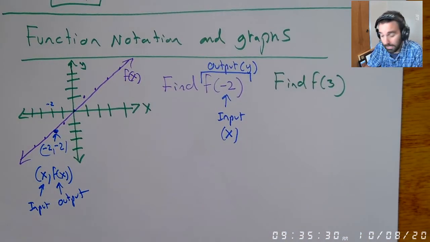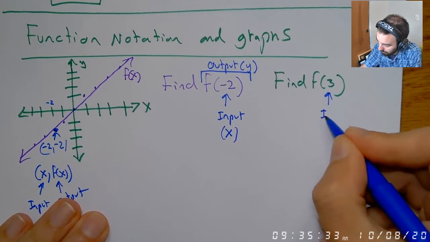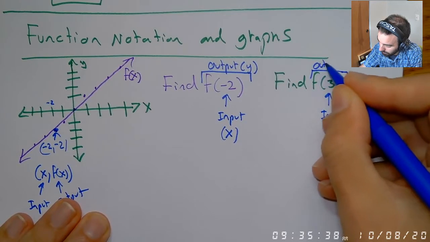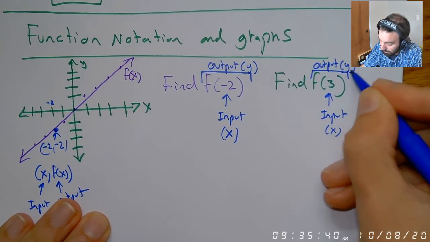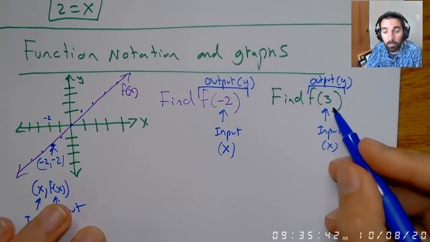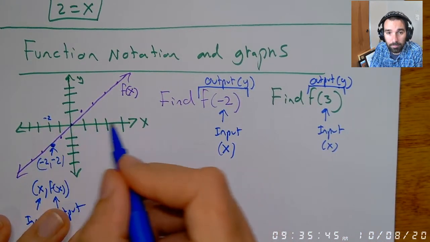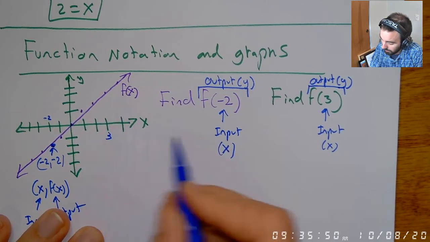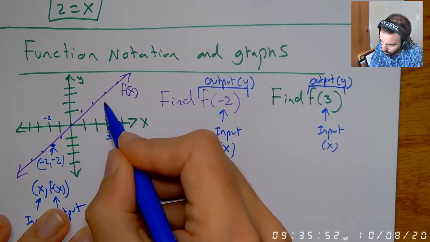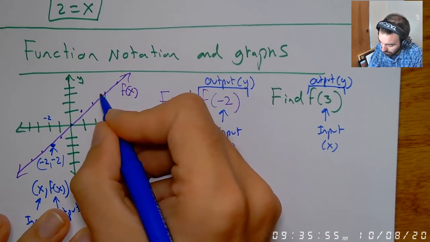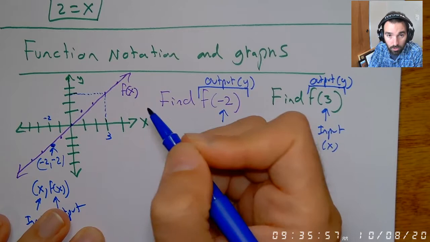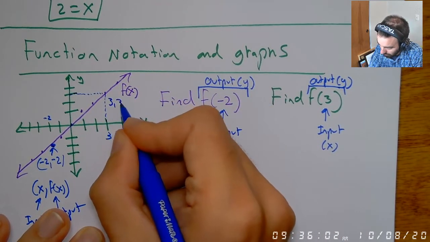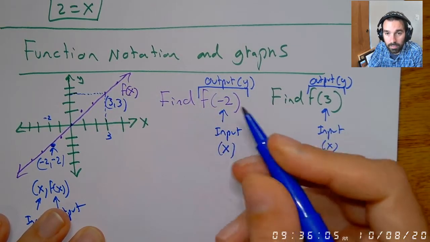Okay, so again, this is my input, or my x, and this is my output, or my y. So I know my input is 3, so x is my input, so I'm going to go right 1, 2, 3, and then I go up to the graph. See that right there? And then I want to figure out what it is over here, and it looks like it's 1, 2, 3. So this point is at 3, 3.